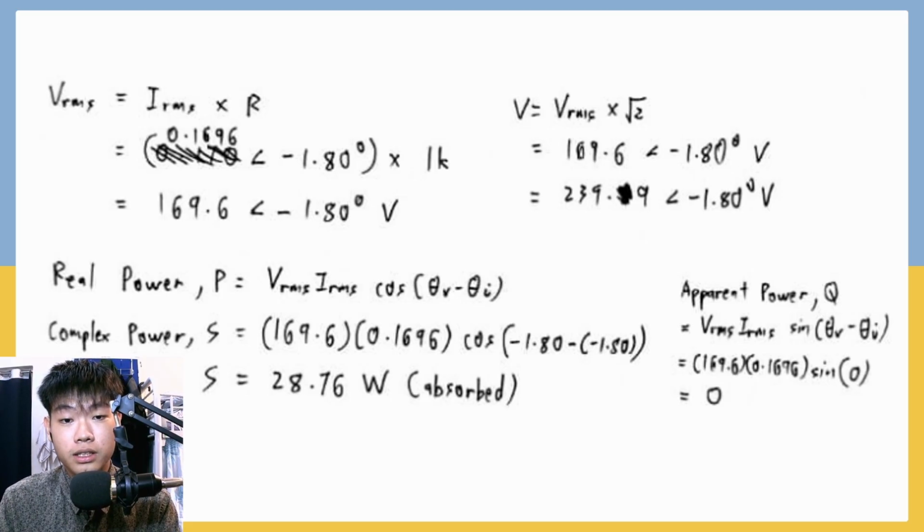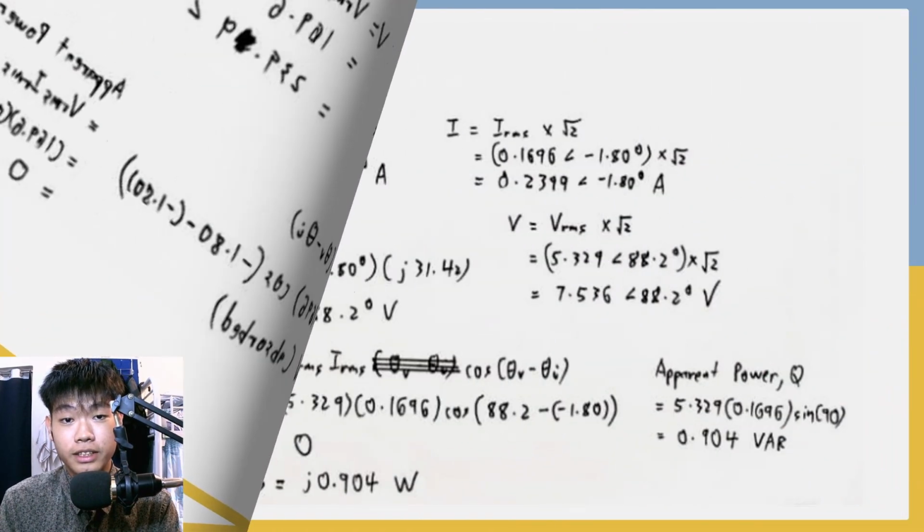The real power P is equal to the complex power S, because the resistor does not have an imaginary part. So the real power P and the complex power S are equal to 28.76 watt, which is absorbed by the resistor, and the reactive power is 0. Now we will look at the power in inductor L1.